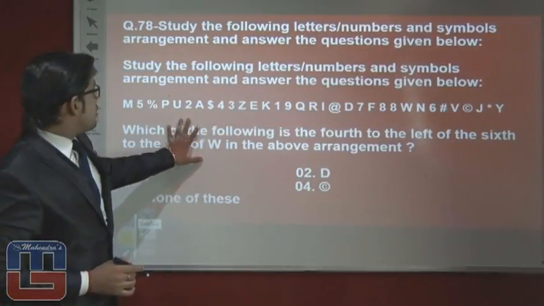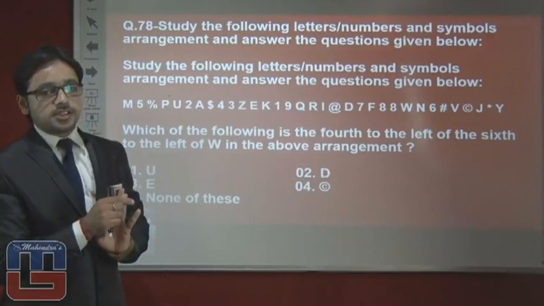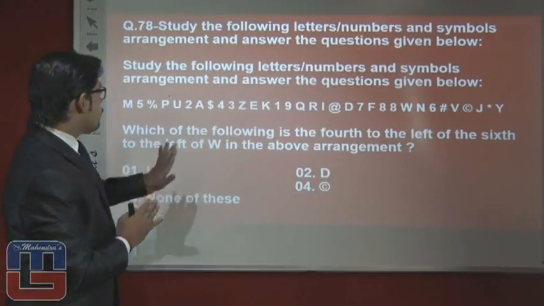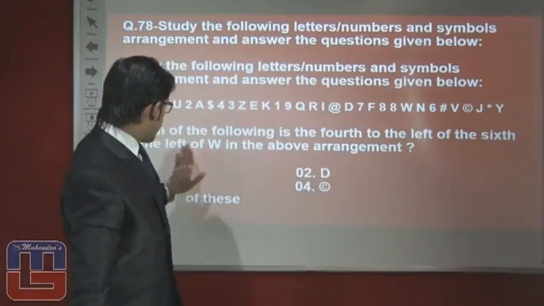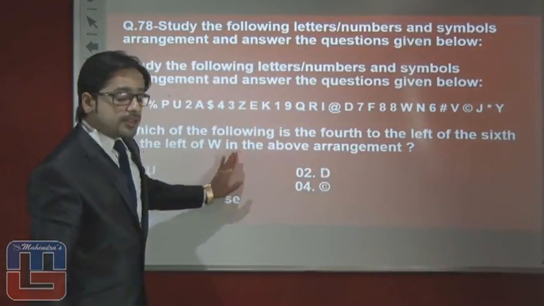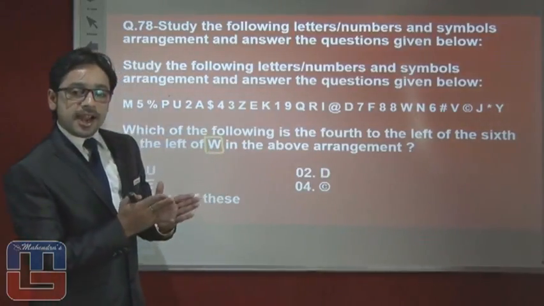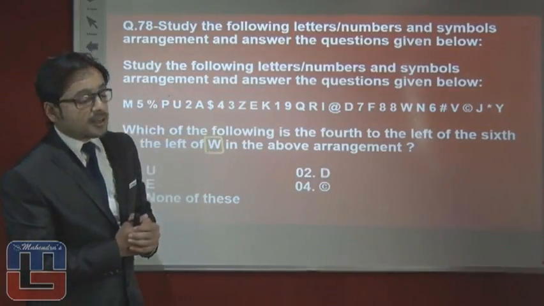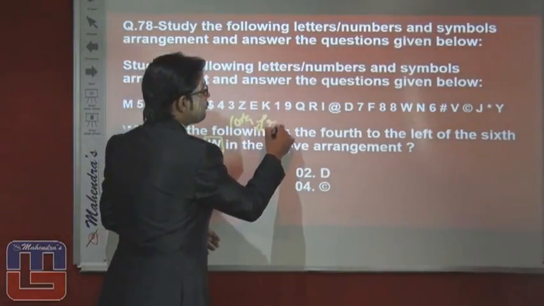Again, same type of question. A series is given which is a combination of letter, number and symbol. The examiner wants to know which of the following is 4th to the left of the 6th to the left of W. They have mentioned the name W. W to 6 left and again 4 to the left of that element. So we can say 10th from the left of W.